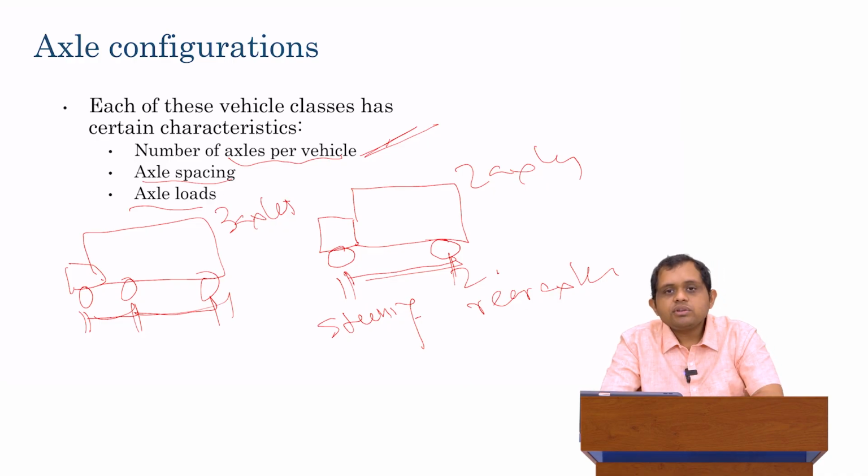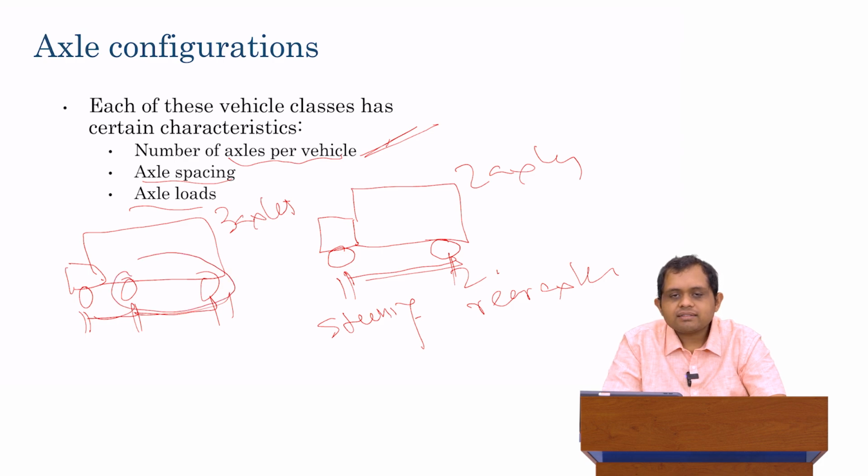And then individually, what are the loads on the axles? Generally, we assume that the rear axle is carrying most of the load. Particularly for a 3-axle truck, we assume that these 2 rear axles are actually heavier than the steering axle.